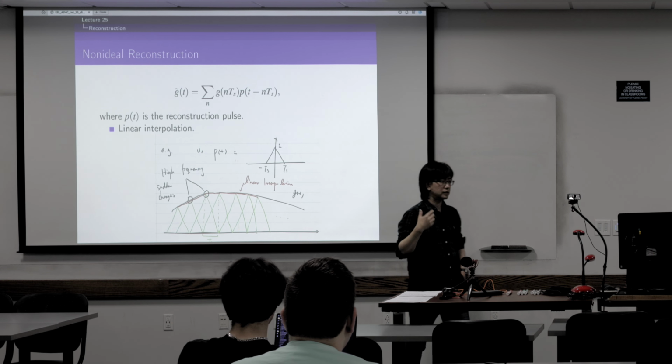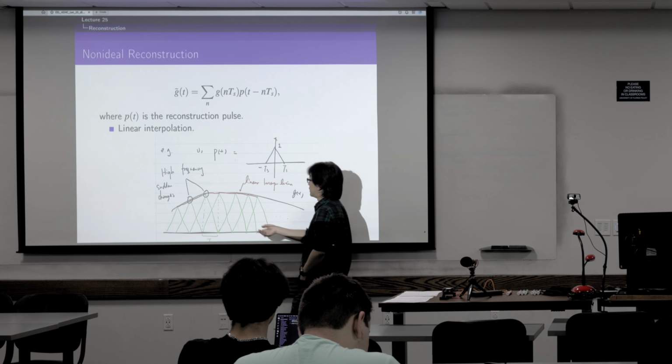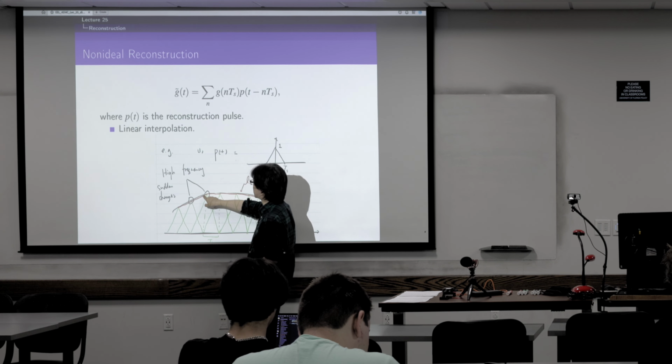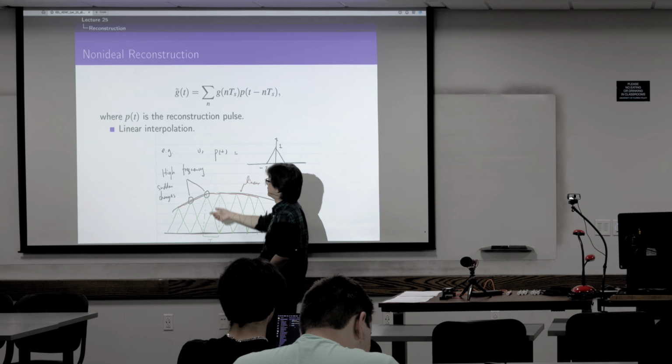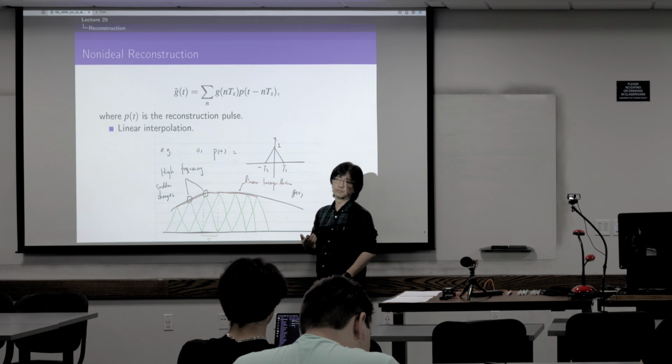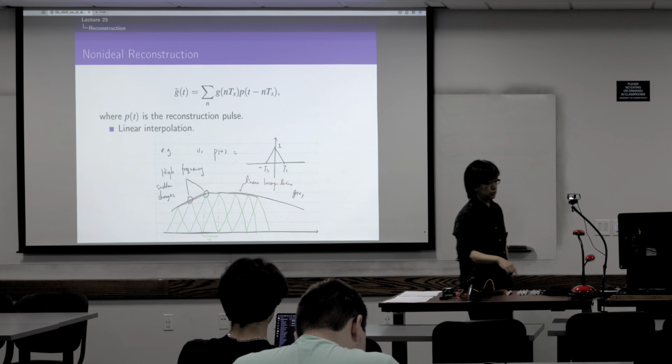Okay? So this is one way to try it. But the problem here is at this point, right? We have a sudden change here. It's not smooth, which is not good, right? If I have a sudden change here, it means that we have a high frequency component in the frequency domain, right? That's not very good. Okay, so this is one way that we can do this.